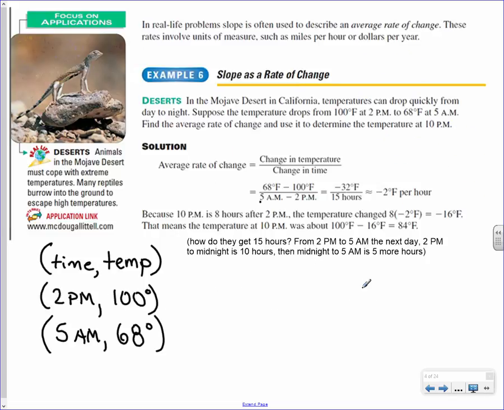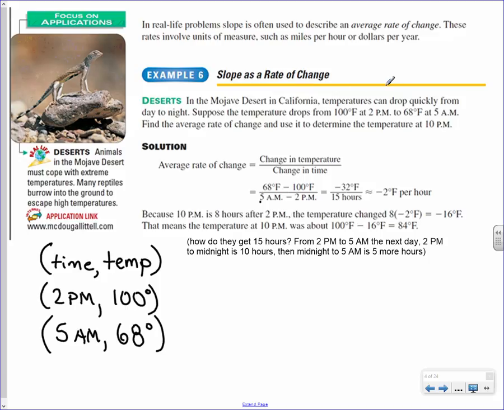Okay, so thinking about slope as a rate of change. In real life examples, we think more of it maybe as a rate of change. So how quickly is something changing over time. Here in the Mojave Desert in California, temperatures can drop quickly from day to night.